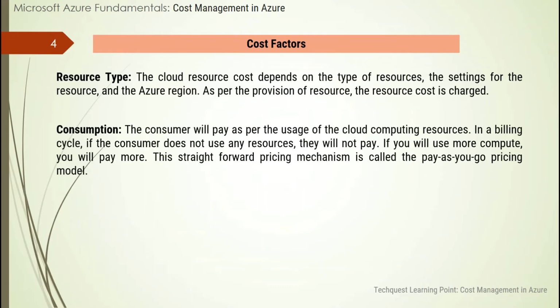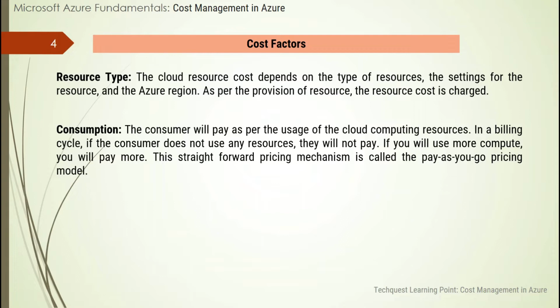Consumption. Pay as you go has been a consistent theme throughout, and that's the cloud payment model where you pay for the resources that you use during a billing cycle. If you use more compute this cycle, you pay more. If you use less in the current cycle, you pay less. It's a straightforward pricing mechanism that allows for maximum flexibility.